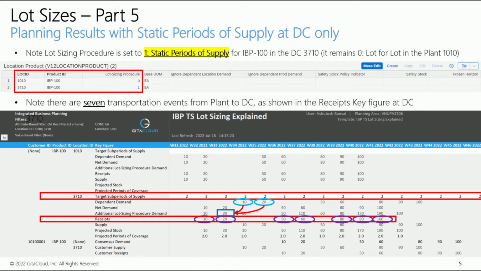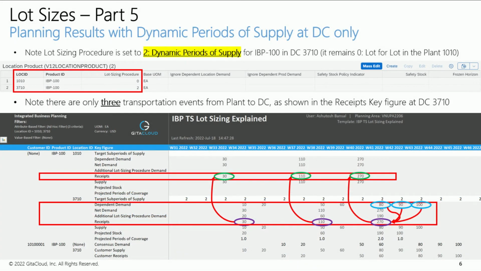IBP plans 7 transportation events from plant to DC, each time it has a net demand to fulfill. This is not optimal, given the excessive back-to-back shipments. This is the challenge with static periods of supply, that dynamic periods of supply resolves. You can see part 2 video of the lot sizes topic to fully understand the static periods of supply lot sizing procedure.